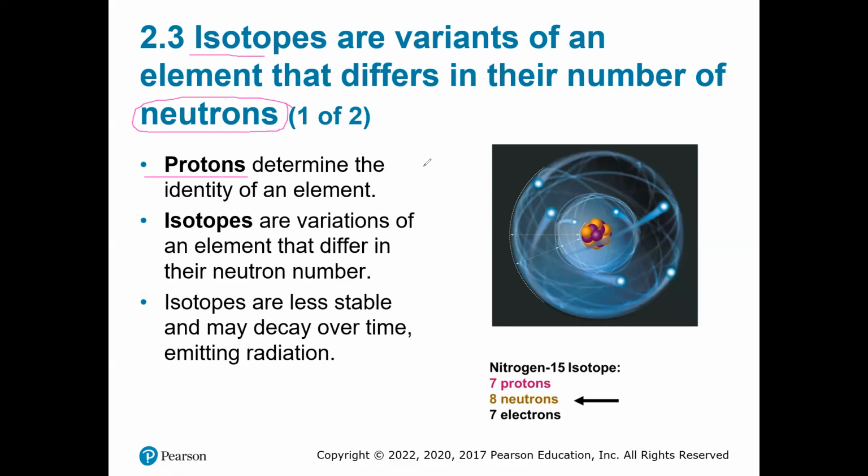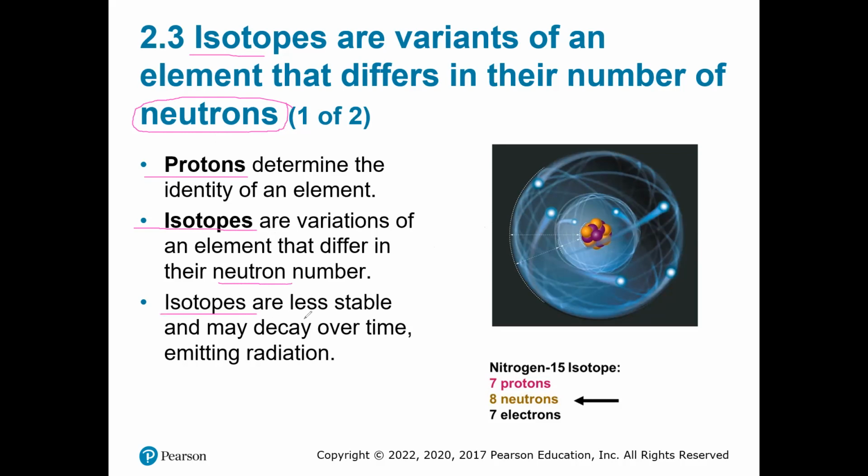Okay, so protons stay the same, and that's going to tell us what element it is. But the number of neutrons can change. So when the number of neutrons changes, that's what we call an isotope. Okay, so isotopes are variations of an element that differ in their neutron number. So it's going to change the mass of the element, so it's going to change how big it is, right?